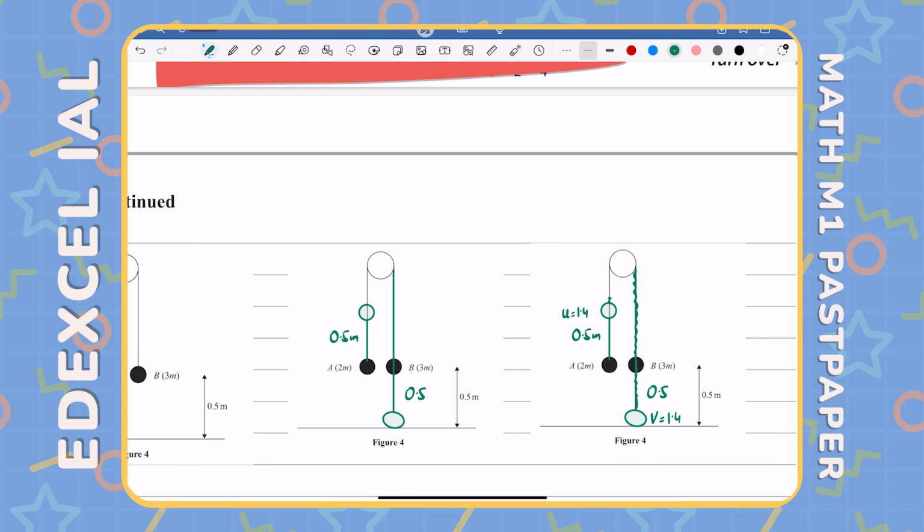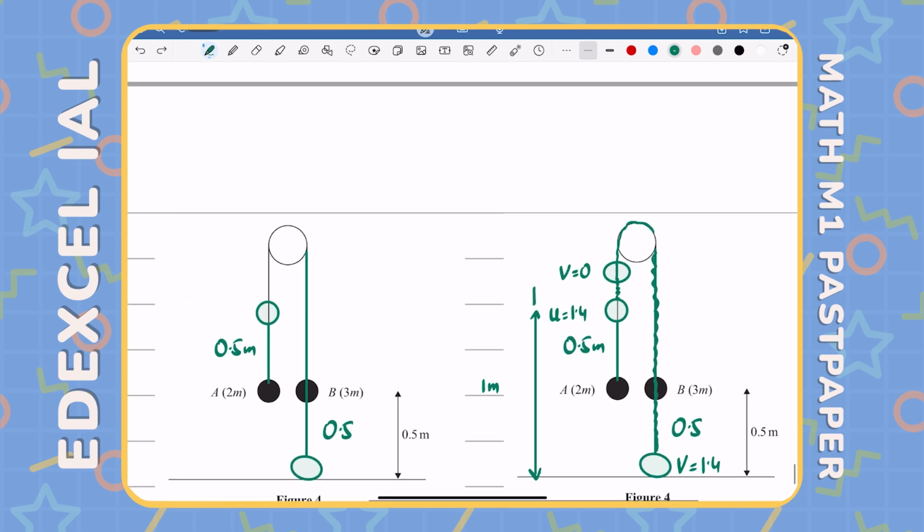And then what happens? As I mentioned, as soon as the string becomes slack, A will move further up because it had a certain velocity, which was 1.4. It will continue to move up until it reaches the final velocity of 0. And as I explained earlier, just before the string became slack, it was already 1 meter above the ground. Now we need to find out how long it will take to move a further distance of 0.06 meters. So it all boils down to how long it will take to move 0.06 meters, and this is under gravity. Why? Because the string has become slack.